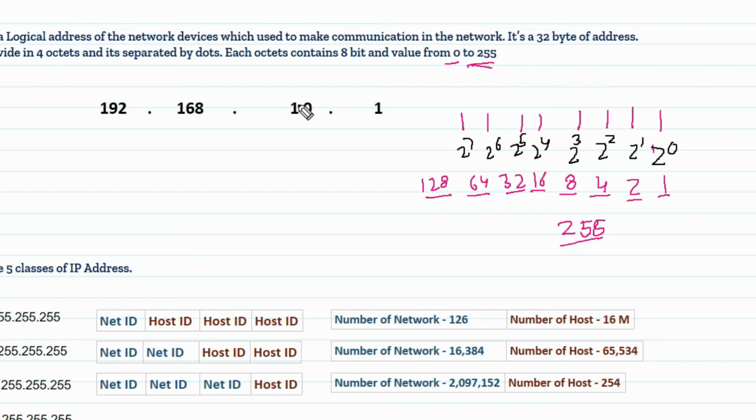If its value is 0, like 192.168.0.1, then all the bits will be 0: 0 0 0 0 0 0 0 0. All the numbers will be 0, so the value will be 0.